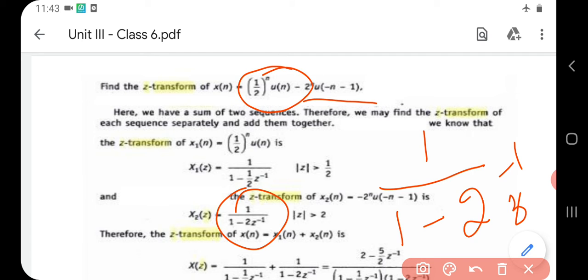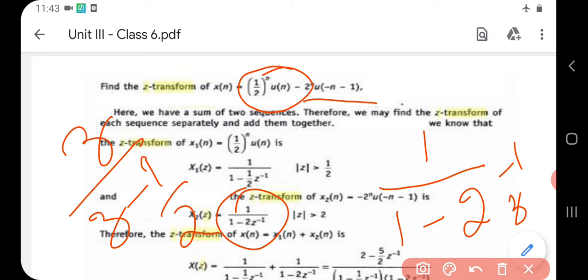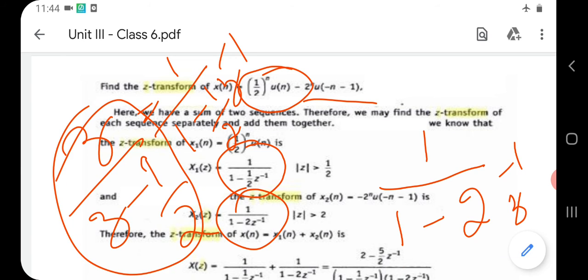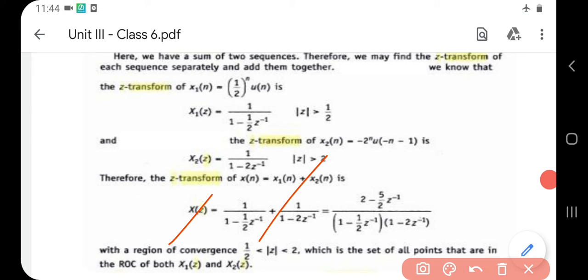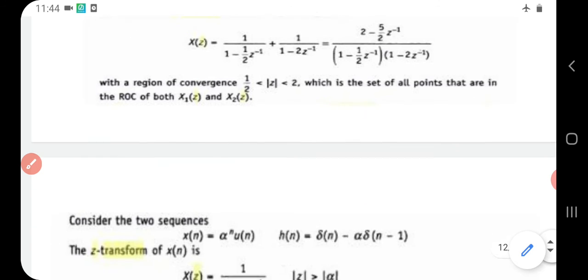a raised to n u of n gives z by z minus a, where a is 1 by 2. Here they are dividing by z, and that is why they got this answer: z by z is 1, and 1 by 2 will be kept with z, so it will be z minus 1 by 2. So 1 by 1 minus half z raised to minus 1, or else you can write it like this also. After getting both, you just add these two, and finally you will get this answer.